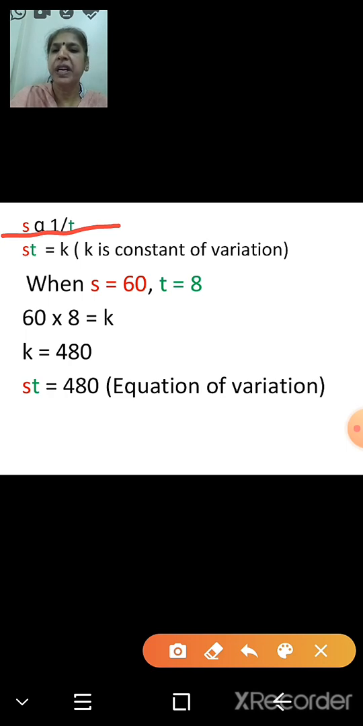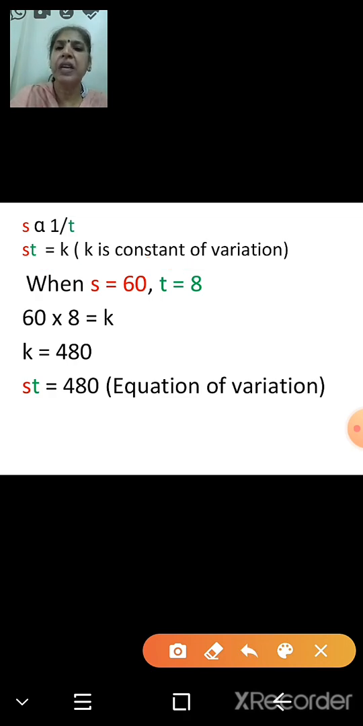So for speed we have taken S, the symbol of varies, and it is inverse, so 1 upon T. S varies inversely, S varies as 1 upon T. Now this we will write in the form of an equation. So St is equal to K, because in inverse variation the product is constant. What is K? K is the constant of variation.